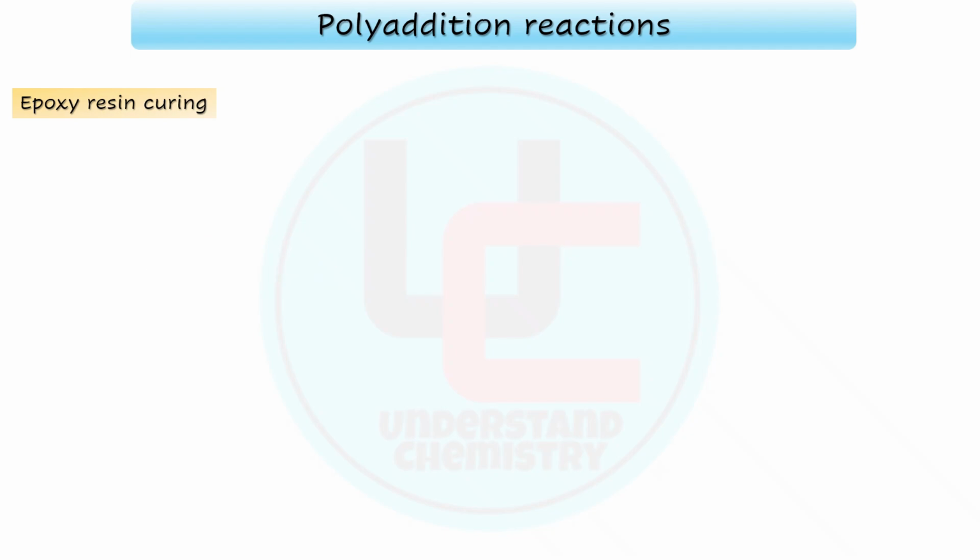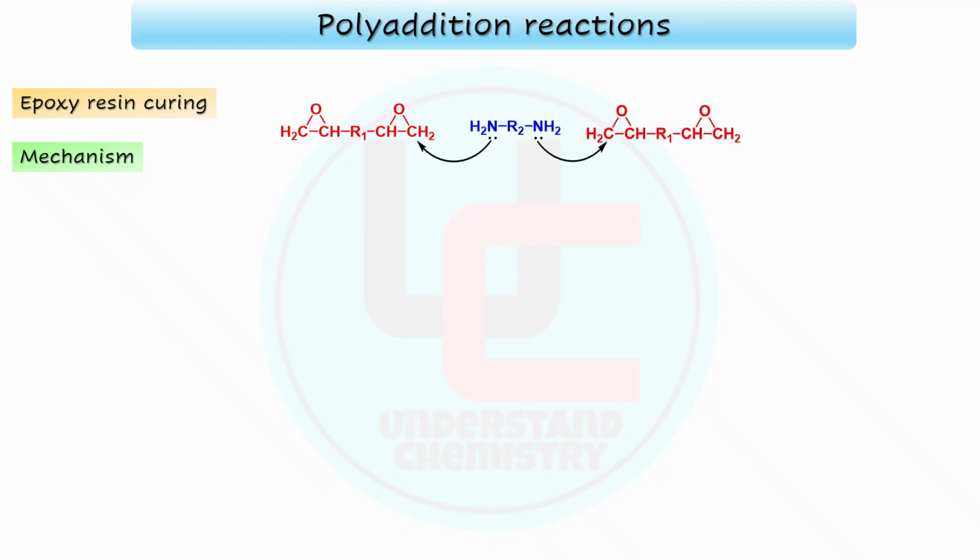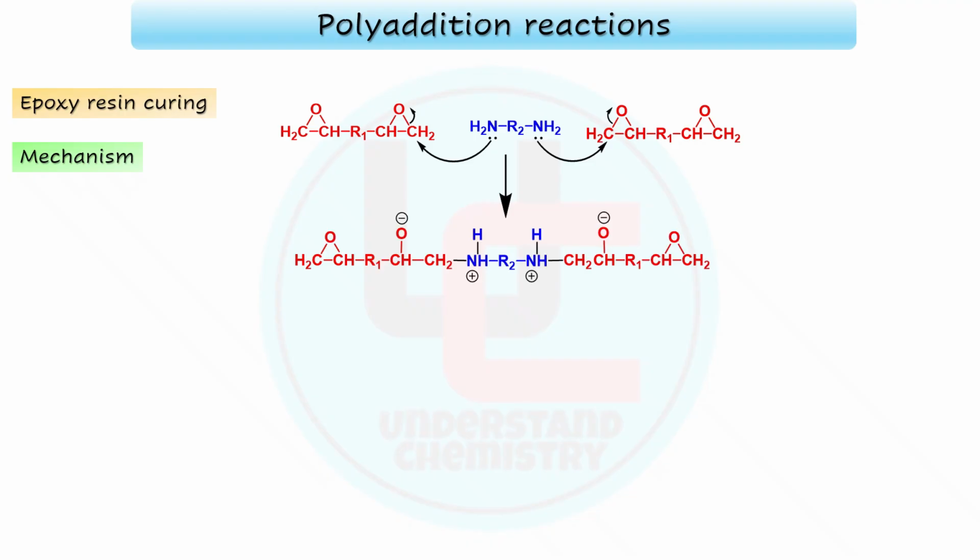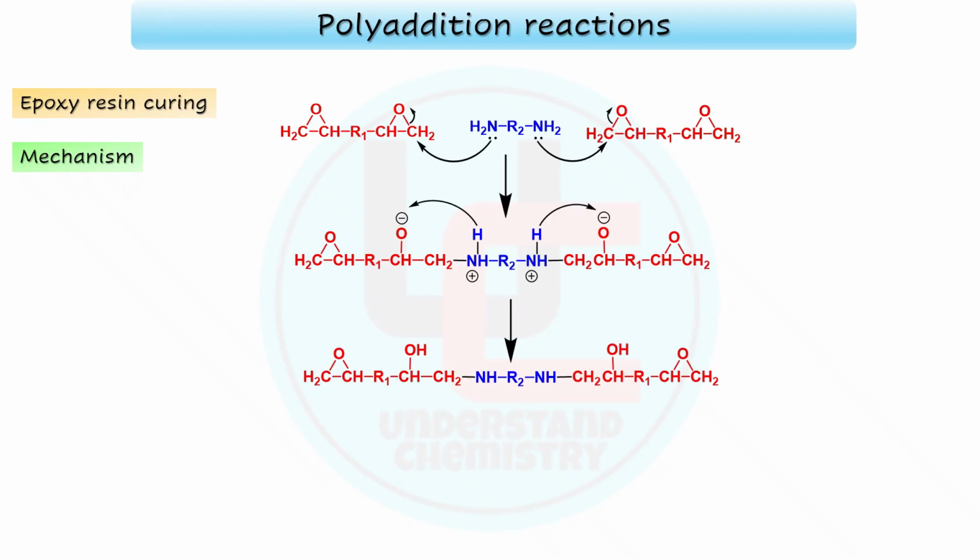In step 1, nucleophilic attack on the epoxide. The amine from the diamine acts as a nucleophile attacking the electrophilic epoxide group. This leads to the formation of an alkoxide intermediate, where the oxygen becomes negatively charged. The negatively charged oxygen abstracts a proton from another amine or solvent, stabilizing the intermediate and leading to the formation of a hydroxyl functional group. At this point, the epoxy ring is fully opened and the nitrogen is now covalently bonded to the former epoxide carbon.